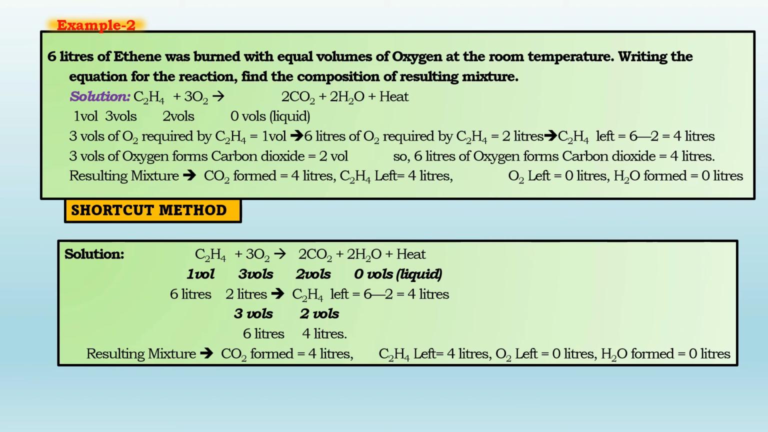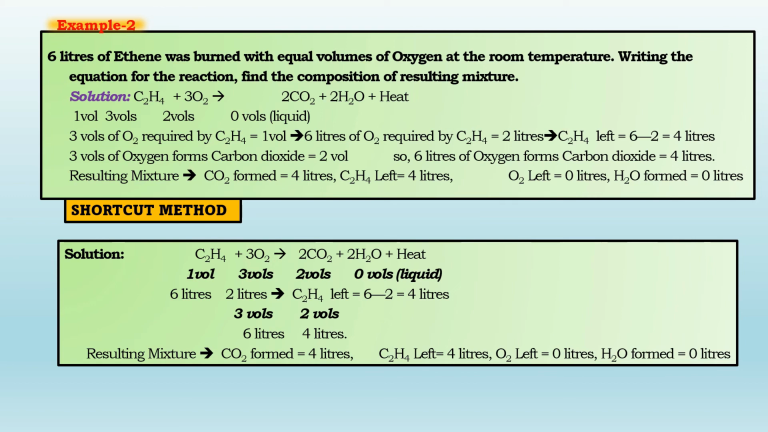Example 2. 6 liters of ethene was burned in equal volume of oxygen at the room temperature. Writing the equation for the reaction, find the composition of the resulting mixture. Here, C2H4 plus 3O2 gives 2CO2 plus 2H2O plus heat. Now 1 volume of ethene requires 3 volume of oxygen, which gives 2 volume of carbon dioxide, and the water formed is at room temperature. 0 volumes is taken for water.